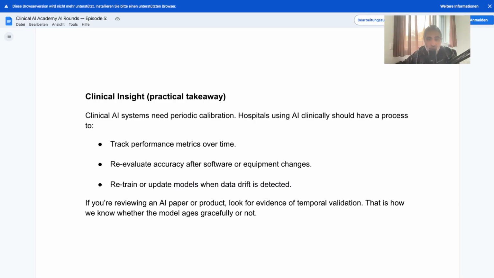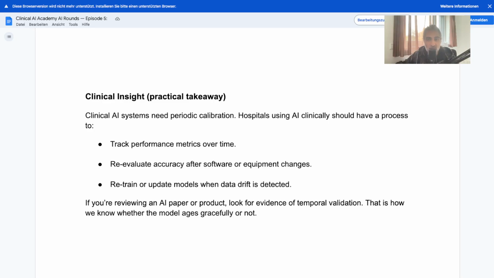So if you're reviewing an AI paper or product, look for evidence of what is called temporal validation. So was it validated over time, externally, optimally? This is how we know whether the model ages gracefully or not. And this is something that AI tools developers need to do in order to stay compliant with, for example, CE mark, or to be compliant with the EU AI Act or the MDR documentation, where it's referred to as post-market surveillance.